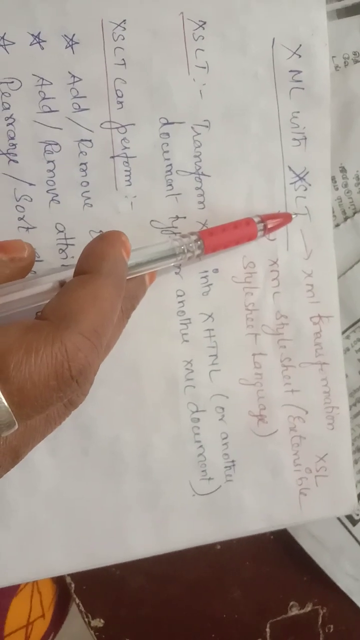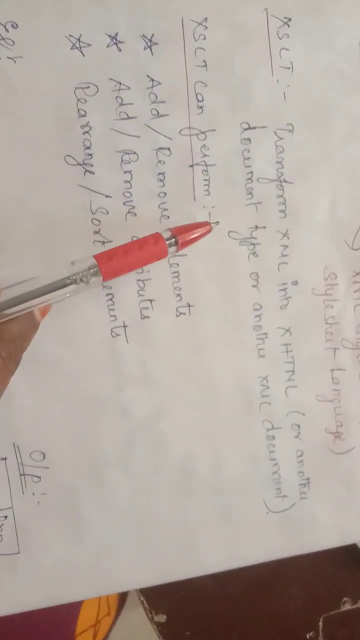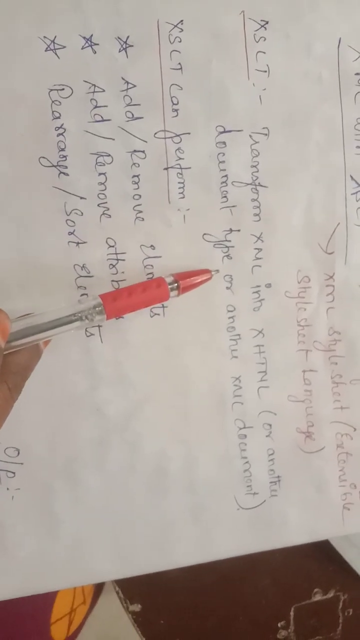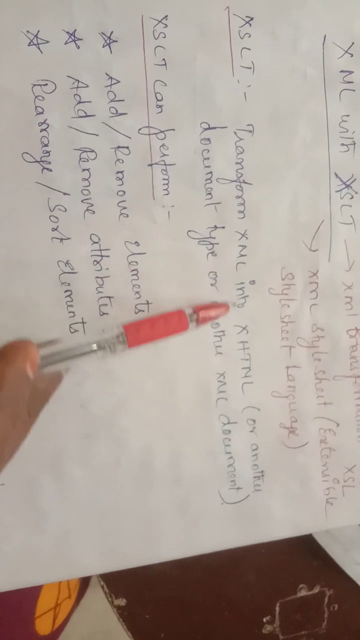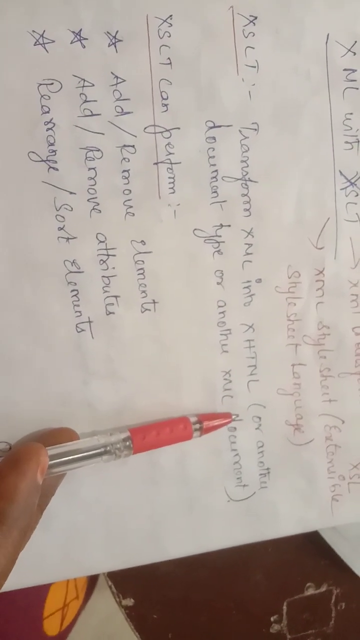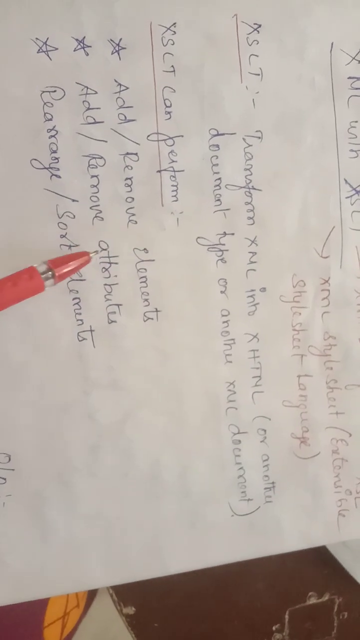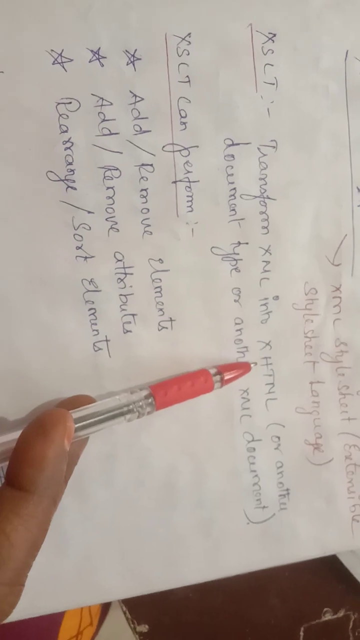So transformation, T stands for transformation. So this is nothing but XSLT. Now let us see what you can do with it. We are going to see one example of how XML is transformed into XHTML or any other document, whatever you want to transform. But in this example, we are going to see how ordinary XML is transformed into XHTML.